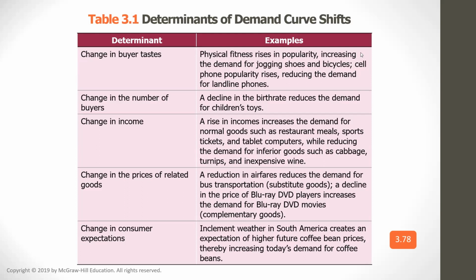Change in the price of related goods: a reduction in airfares reduces demand for bus transportation (substitute goods); a decline in the price of Blu-ray DVD players increases demand for Blu-ray DVD movies (complementary goods). Change in consumer expectations: inclement weather in South America creates an expectation of higher future coffee bean prices, thereby increasing today's demand for coffee beans. So this is a great chart showing the causes of changes in demand. I recommend it, it's an excellent chart. It goes through what causes changes in demand.